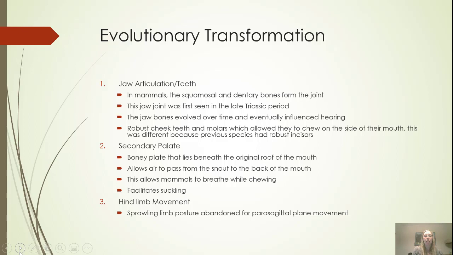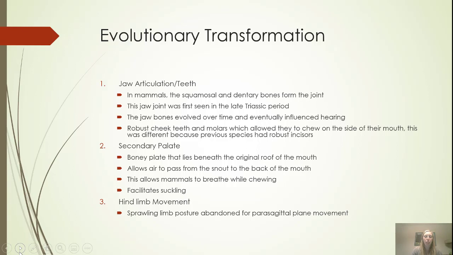Next is the secondary palate. The secondary palate is a bony plate that lies beneath the original roof of the mouth. This creates a passage of air between the front nasal passages to the back of the mouth. So having this passage allows air movement from the nose to the back of the throat during things such as chewing or suckling. This is what allows mammals to suckle and nurse from a mother.